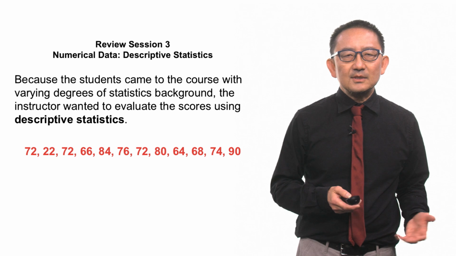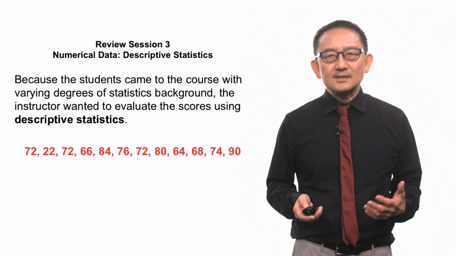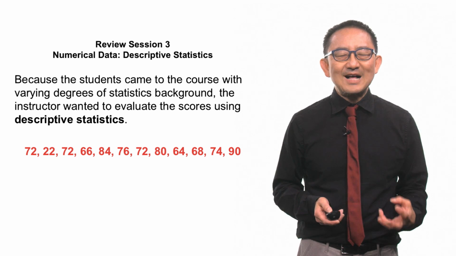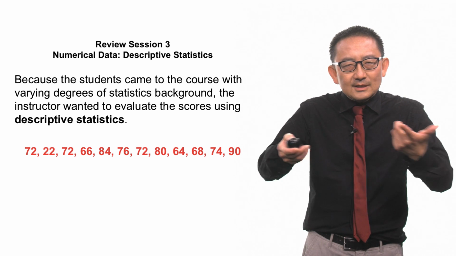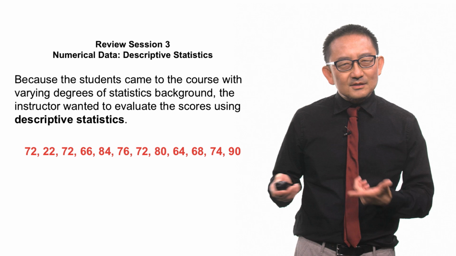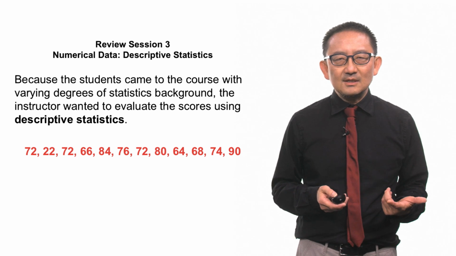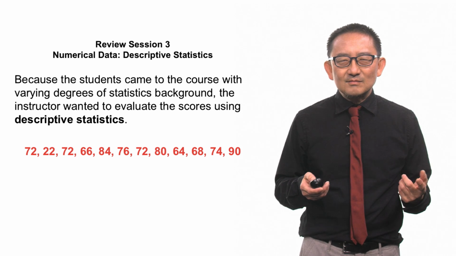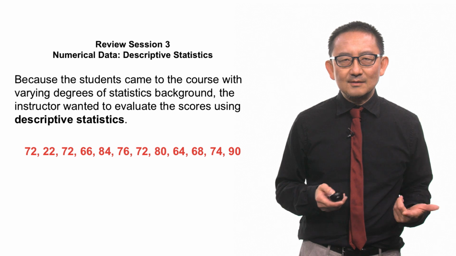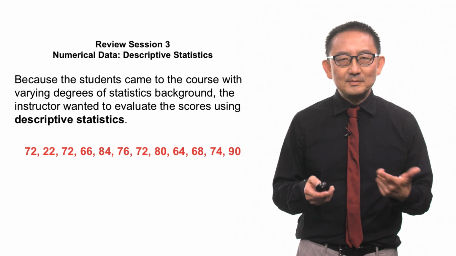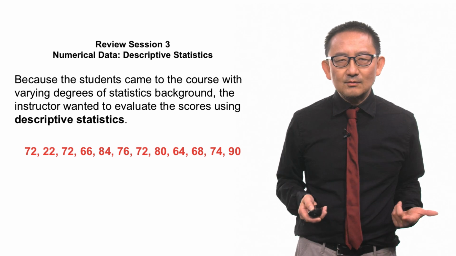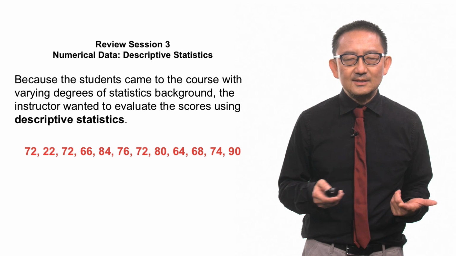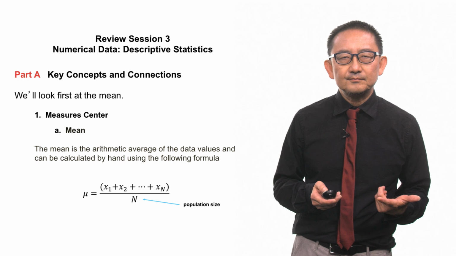Because the students came to the course with varying degrees of statistics background, the instructor wanted to evaluate the scores using descriptive statistics. When you look at this line of numbers, you get a general sense of how the students did, but it's not completely clear whether the instructor should be happy or unhappy, or how to evaluate that data just looking at the raw numbers.